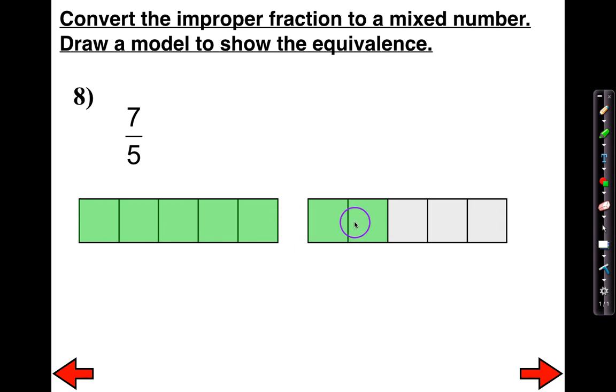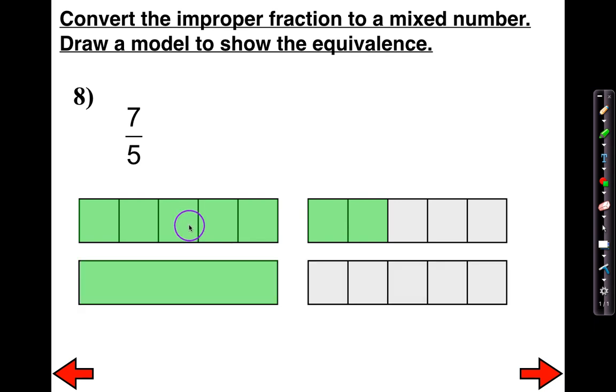So what is this equivalent to? From what I see here, I have 1 whole, okay? And then here, I notice I see 2 out of the 5. So I'm going to go ahead and say that 7/5 is equivalent to 1 and 2/5. 1 whole here, and then 2 out of the 5 equal parts here.